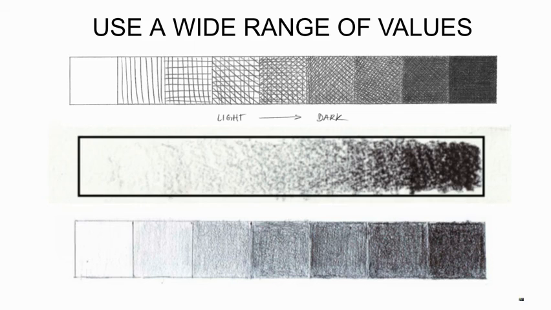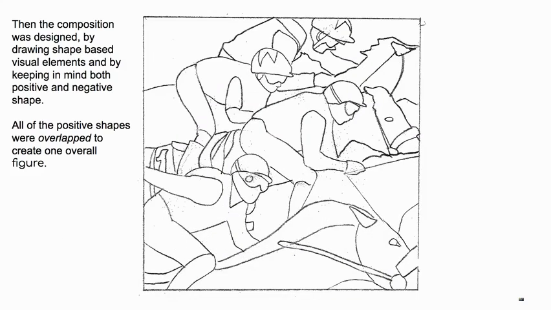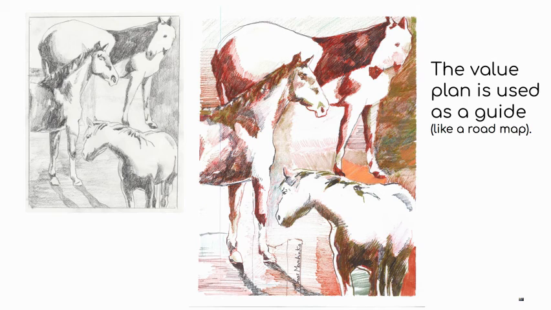That's it. So again, this is all based on using a wide range of values, and whether you're working in graphite or maybe pen and ink or in color, in order to create visual complexity and in order to differentiate shape, in order to model form, it's essential that you create a wide range of value. And if you have a value plan while you're working, it can really ensure that you experience success with your final artwork.